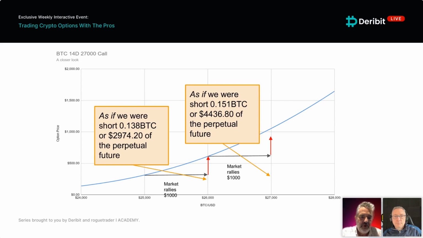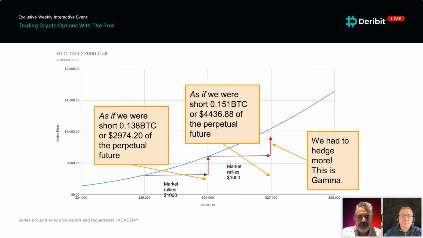And then as the market rallies another $1,000, notice how the red line is the same size. I'm just comparing. Notice that the option price has increased more in the second $1,000 than it increased in the first $1,000 of market rise. So for the second march up, it's as if we were short an extra 0.151 bitcoins of perpetuals or futures, which is equivalent to being short $4,500. And what you're seeing here is the effect of gamma.